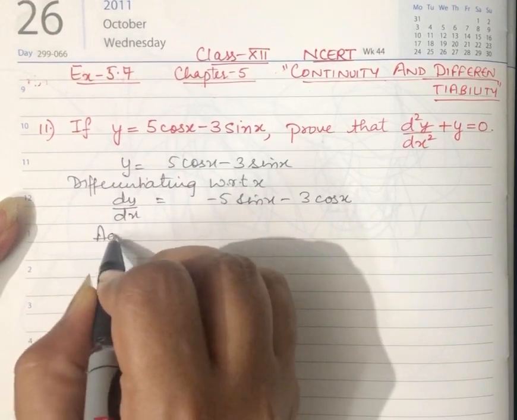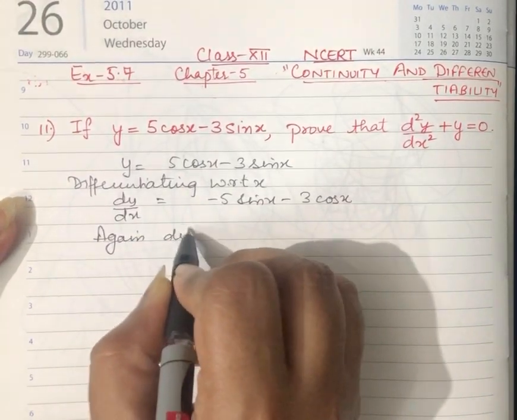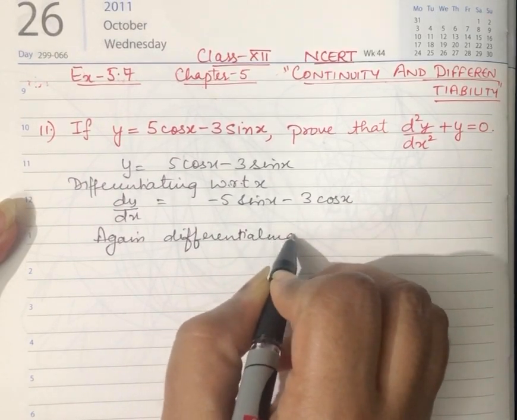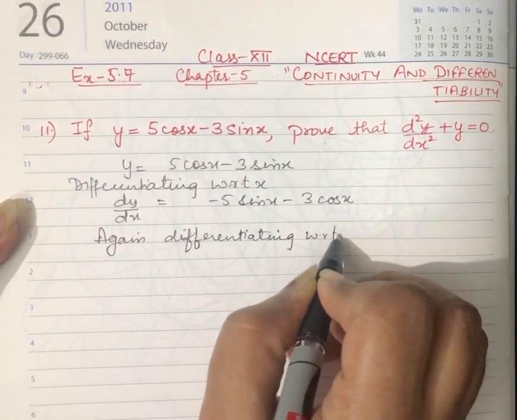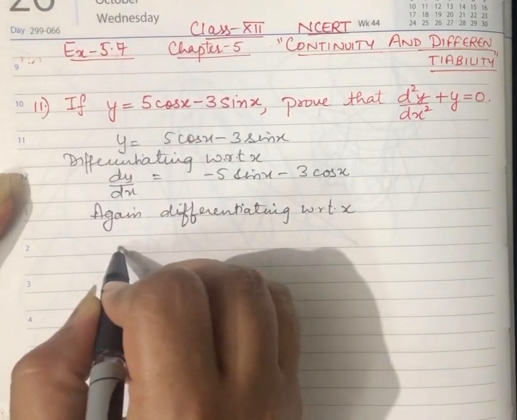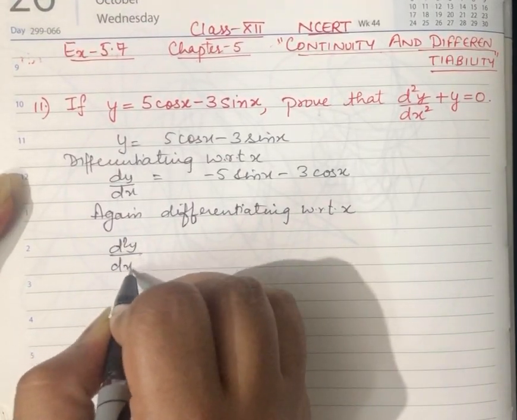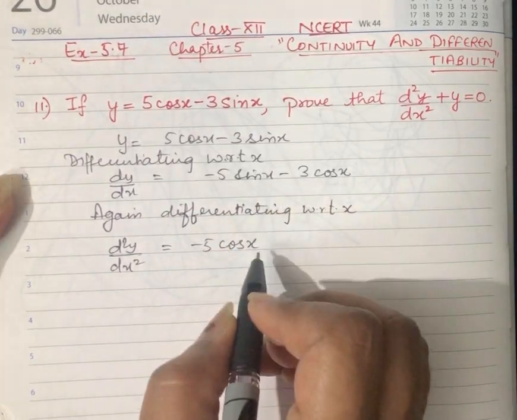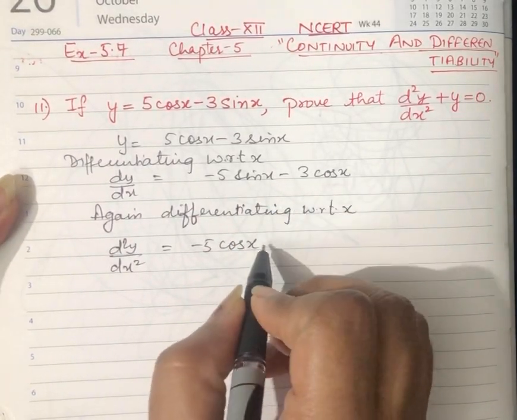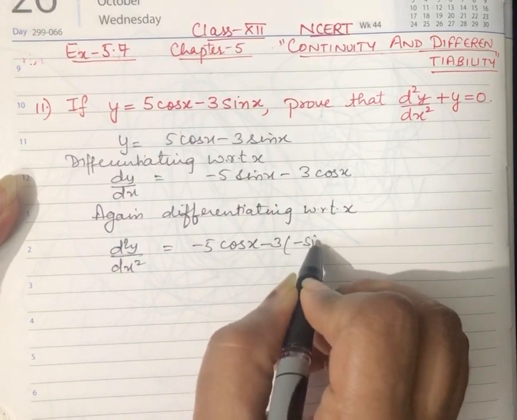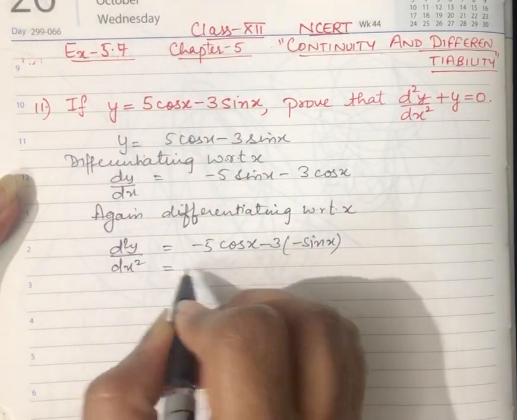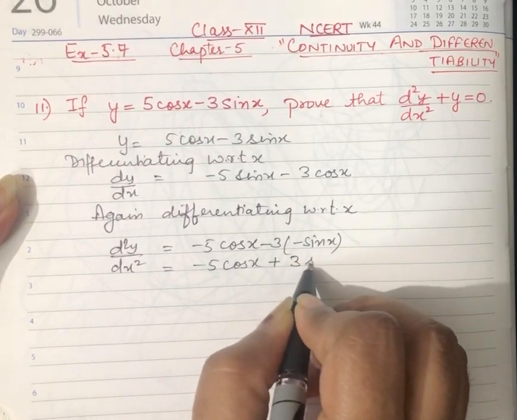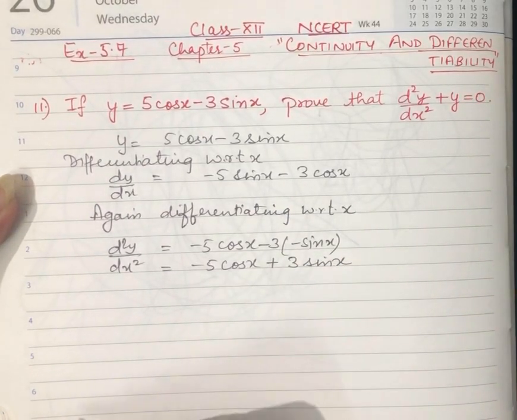Now again differentiating with respect to x, we get d square y by dx square is equal to minus 5 times the differentiation of sin x, which is cos x, minus 3 times the differentiation of cos x, which is minus sin x, which can be written as minus 5 cos x plus 3 sin x.